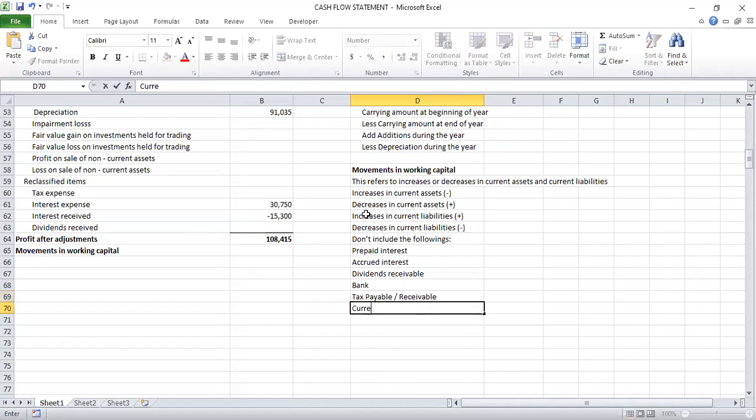Current portion of long-term borrowings. Remember, current portion of long-term borrowings is still part of financing. So these things that I've mentioned here, you are not supposed to include them under the analysis of the movements in working capital. All right, so we go here, we check our working capital.